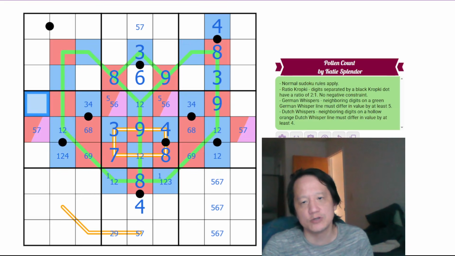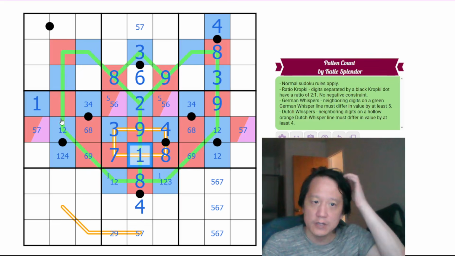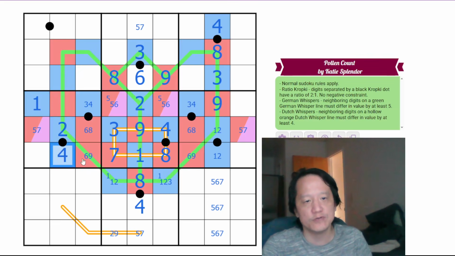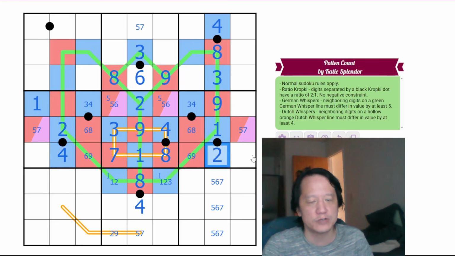And this must be 1 or 2, but it can't be 2 because of the 2 having to be next to the black crocky dot. So this must be 1 here, which makes that 2, which makes that 1. 1 eliminates 1 here, so that's 2 and 4 in a 1 to 2 ratio. 2 eliminates 2 here, so it's 1 and 2 in a 1 to 2 ratio.